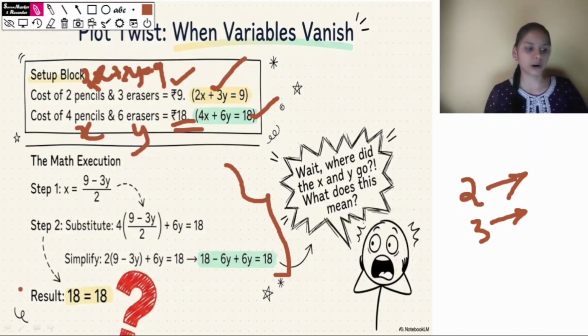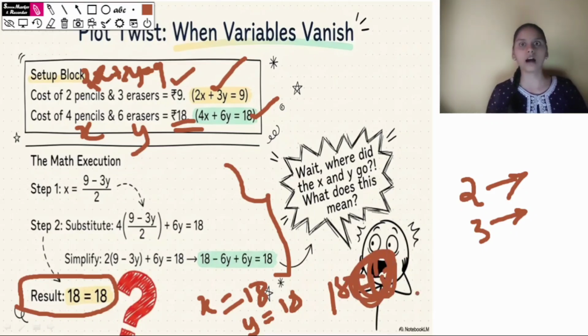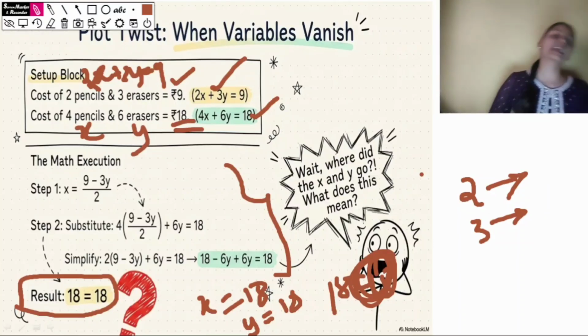But what you got was 18 is equal to 18. You did not get x is equal to 18 or y is equal to 18. You got 18 is equal to 18. Right? So wait, where did the x and y go? What did this mean? The question is, what did this mean? Why didn't we get x is equal to or y is equal to? Why are we getting 18 is equal to 18?